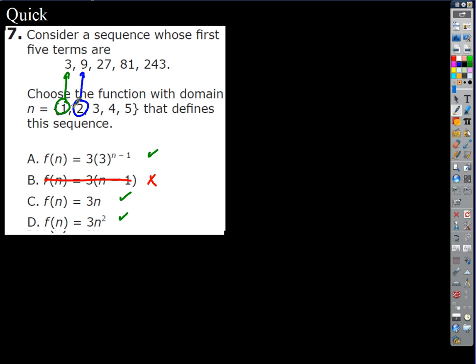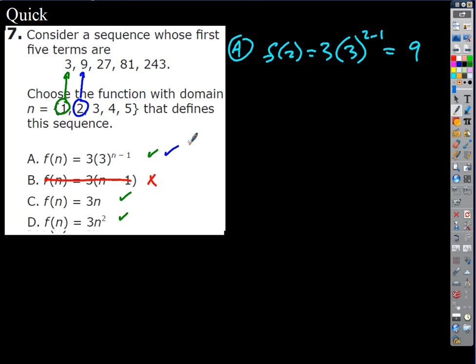If I plug in a 2 up here, what do I get? Now let's put this into the function. So for part A, we get f of 2 equals 3 times 3 to the 2 minus 1. Well, what's 2 minus 1? 1. 3 to the 1 is 3. 3 times 3 is what? Okay, so that one works, right? So we get a check. We pass the next test.